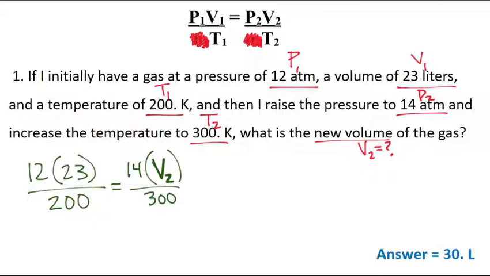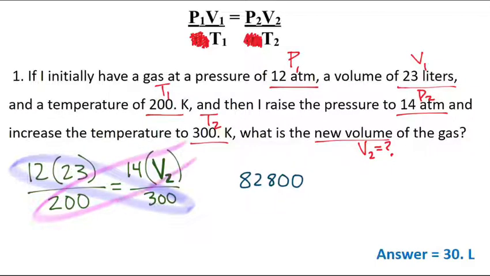Now, we need to cross multiply in order to actually solve for V2. So we're going to be multiplying across each of these diagonals. So 12 times 23 times 300 is 82800. And if I multiply across the other direction to set that equal, 200 times 14 is 2800. And that's also the cross where my V2 is. So I need to include V2, or X if you called it X earlier, here with the 2800.